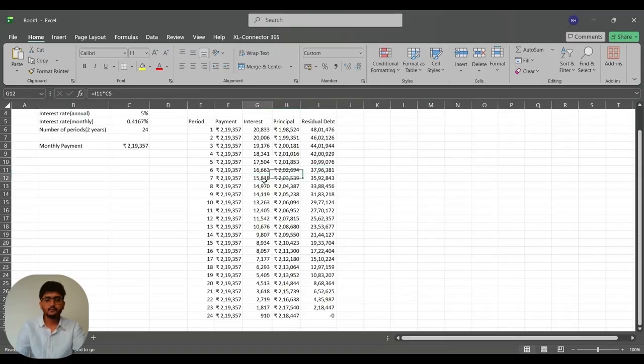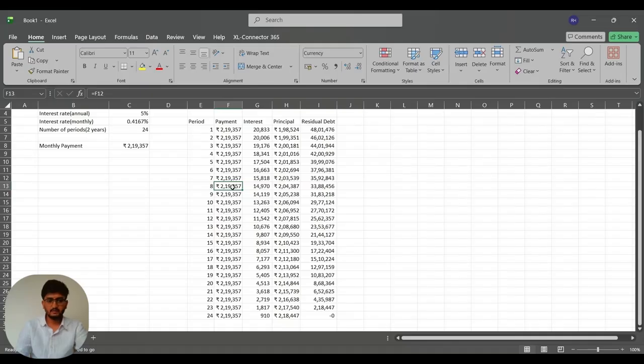We'll get 15,818 rupees. The 2,19,357 monthly EMI we have to pay, minus 15,818 rupees, we'll get 2,03,539 rupees. That is the principal amount we have to pay. Then the remaining debt will be 35,92,843 rupees.